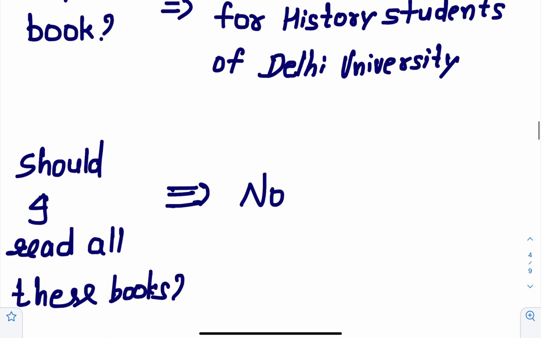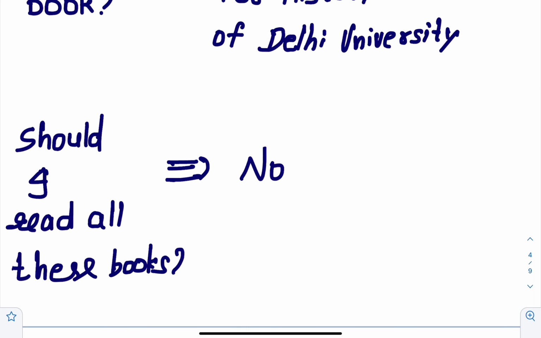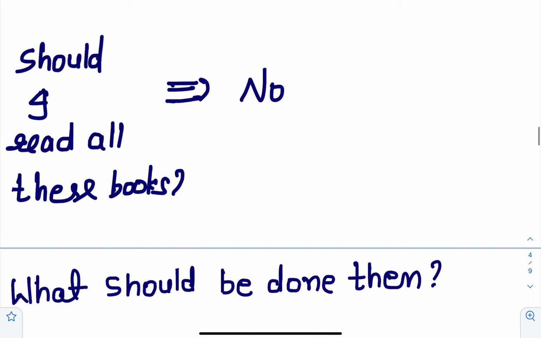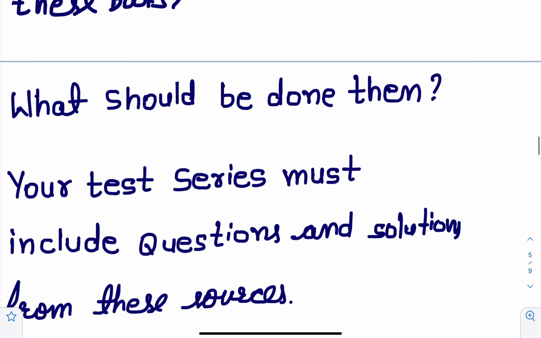So what should be the approach? Should I read these books? I don't think this can be done. It is impossible to read all these books, all these sources. Then what should be the strategy? So you cannot read these books. You can read your daily Spectrum that you're reading. You've already given multiple revisions, and it will provide you a good understanding of history.